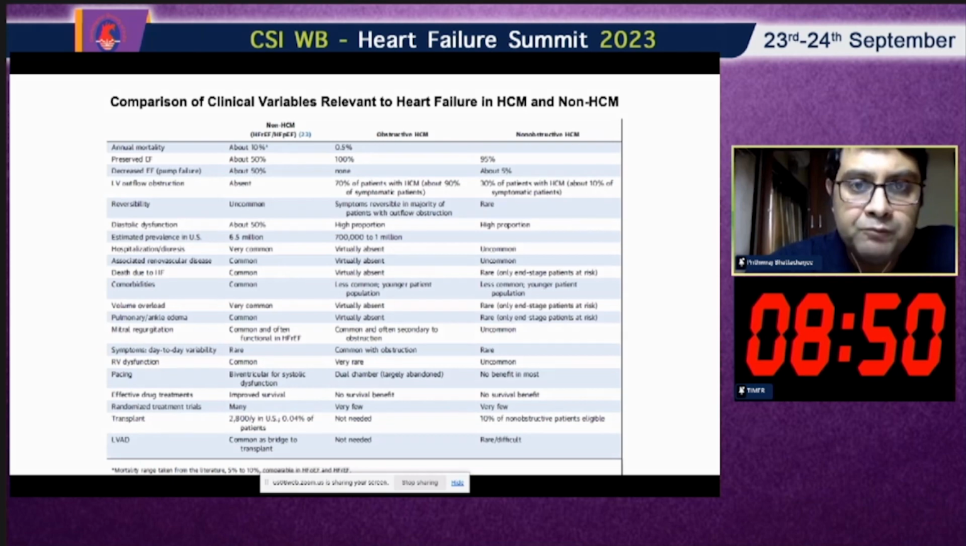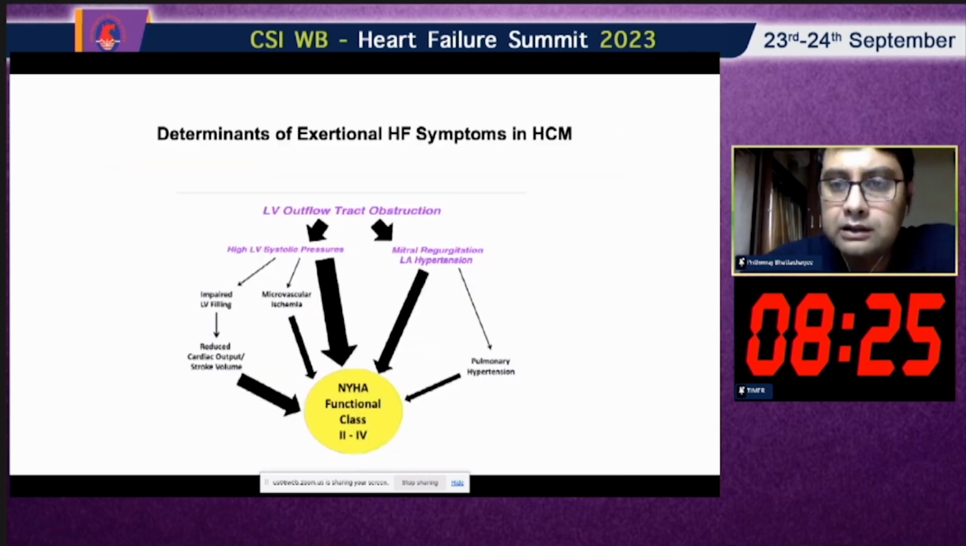LV outflow tract obstruction is present in 70% of HCM patients, which is not usually present in other heart failure subsets. And hospitalization is very uncommon in obstructive HCM patients with features of volume overload or pulmonary edema. These are extremely rare. So definitely this is a lesser burden to the health infrastructure.